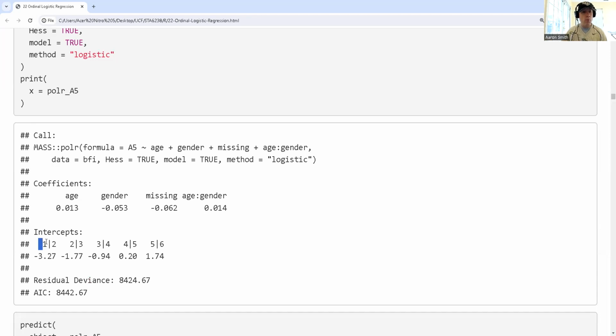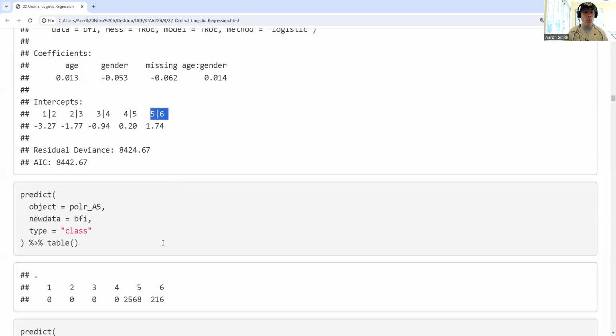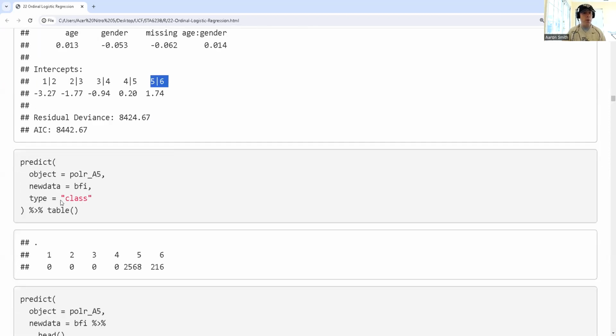And so here, remember, it's proportional odds. 1 is the baseline for 2, 2 is the baseline for 3, 3 is the baseline for 4, 4 is the baseline for 5, 5 is the baseline for 6. And we can get our results. If I want to predict the class, then when I do the predict function, I put type equals class.